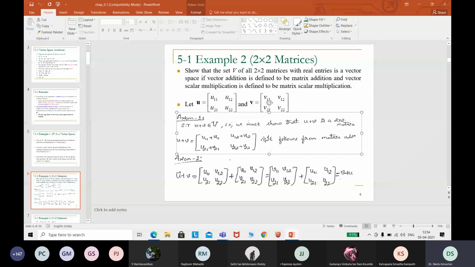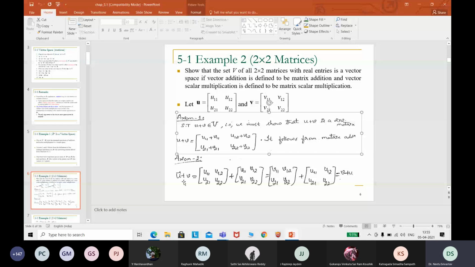Axiom 1 says that it should be closed. So when you are adding, again it is going back to V, it means it is closed. You are picking 2 vectors from the same set and their addition again lies in the set, so it is closed. The next axiom is you are checking for commutativity. So for commutativity, whether you are adding u plus v or v plus u, both will be the same.